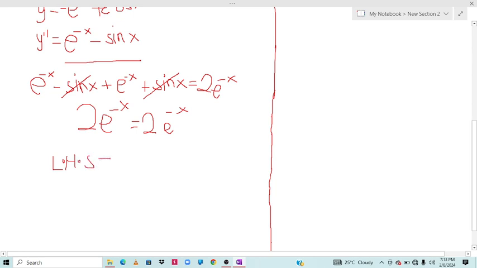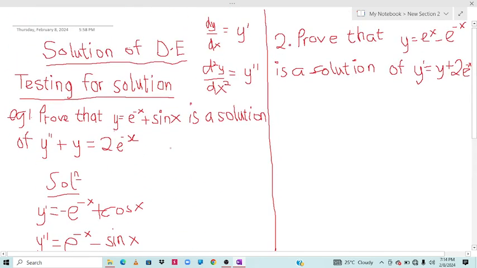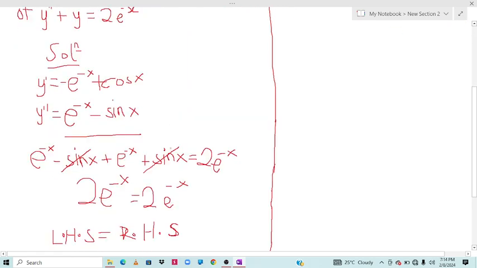is equal to our right hand side, which implies the equation, which is y equals e exponent negative x plus sine x, is actually a solution to the expression y prime prime plus y is equal to 2e exponent negative x.